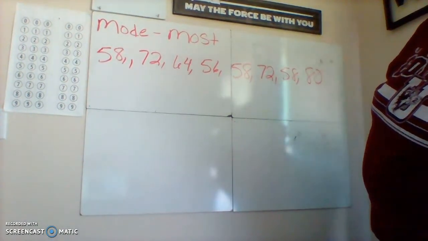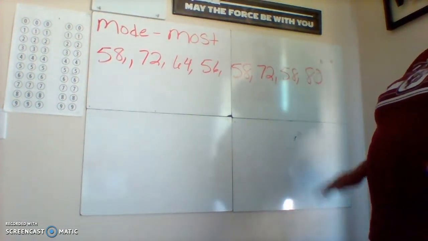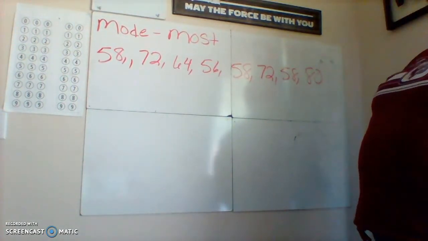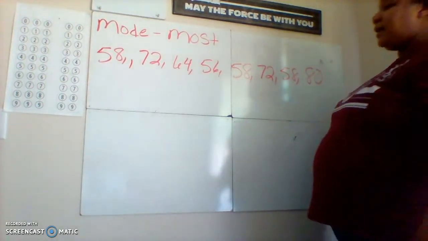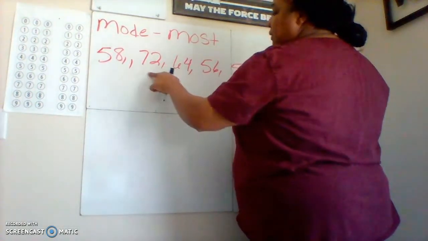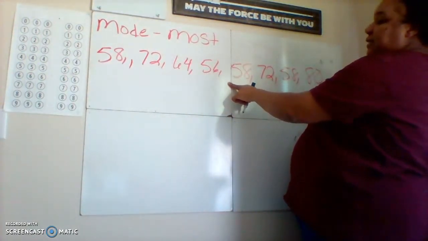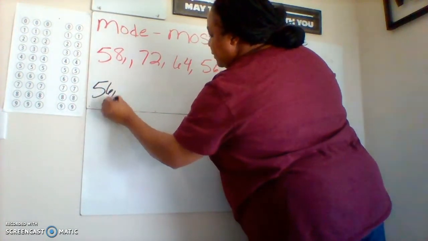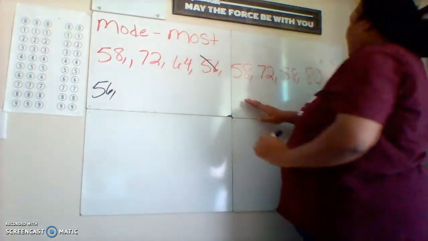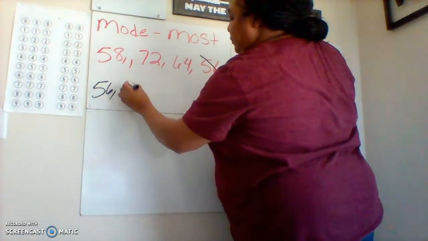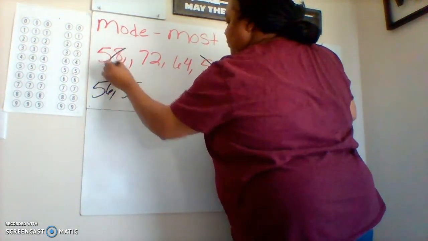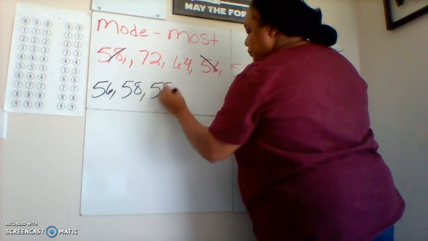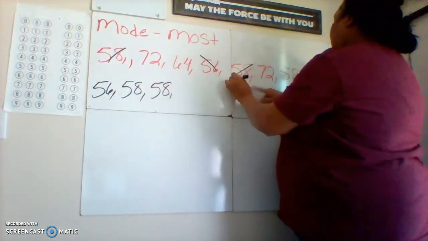So now, next step, we're going to put them in order from least to greatest. Make sure you put those in order from least to greatest, okay? So let's find our smallest number. Okay, I have 58, 72. Do I have anything less than 58? Right here. I have 56. I have 58. I have another 58. And I have another 58.